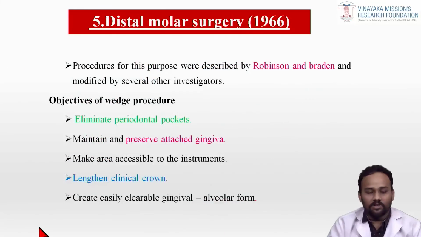Distal molar surgery. The procedure for this purpose was given by Robinson and Braden and modified by several other investigators. The objectives of a wedge procedure include elimination of the periodontal pocket, maintaining and preserving attached gingiva, making the area accessible to the instrument, and lengthening the clinical crown.